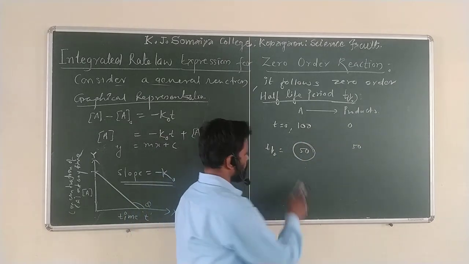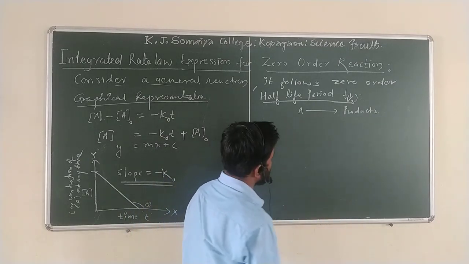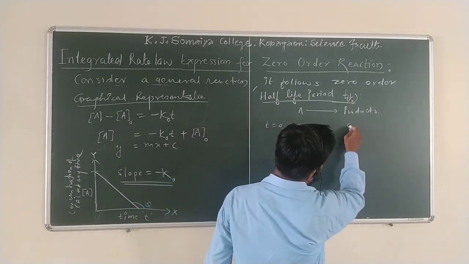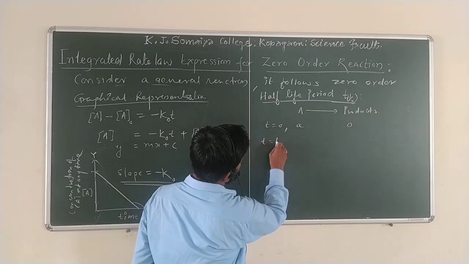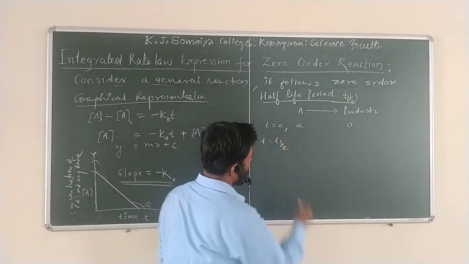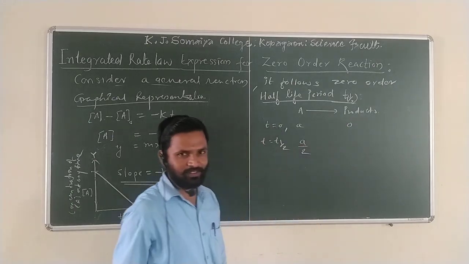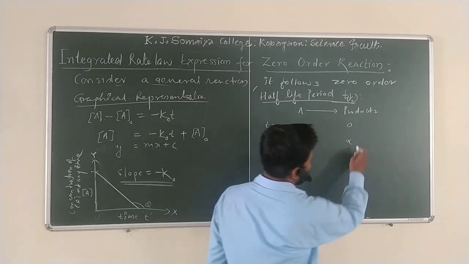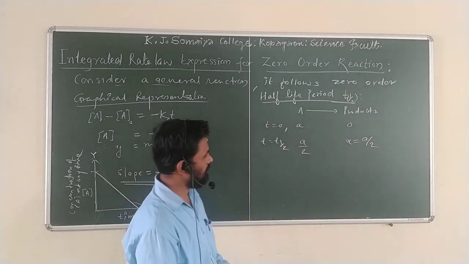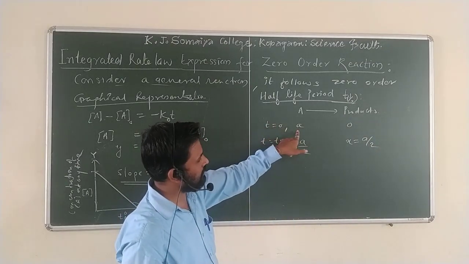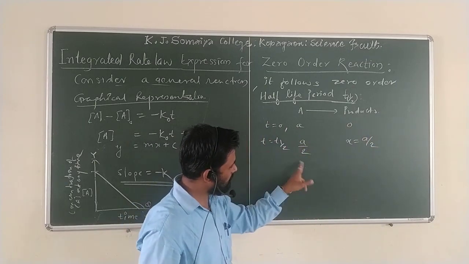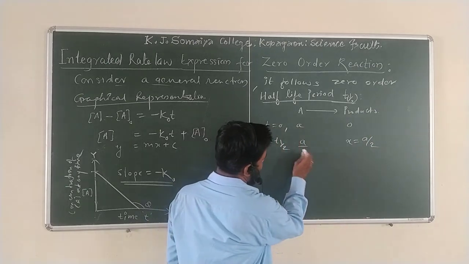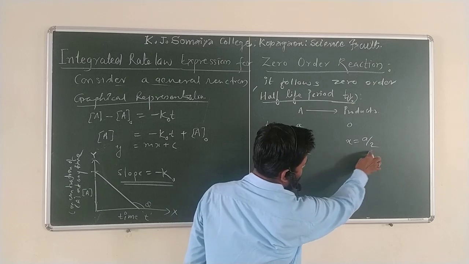So here, let us consider the initial concentration is a when t equals 0, and the product concentration will be 0. When t equals t half, the concentration becomes half. What will be the product? The product formed is x, which will also be a by 2. Initially 100 molecules are taken and the product is 0. At t half, this will be 50 and this will also be 50. So that is nothing but a equal to a by 2 as well as x equal to a by 2.